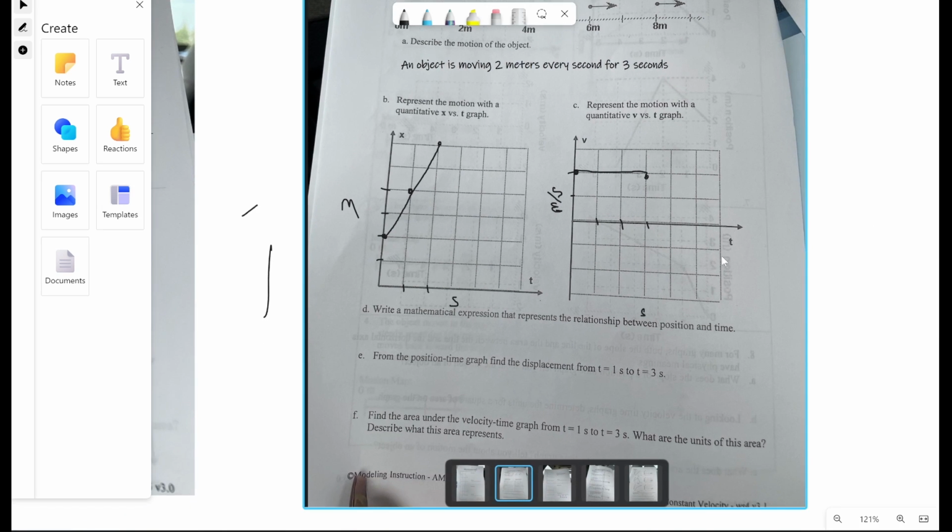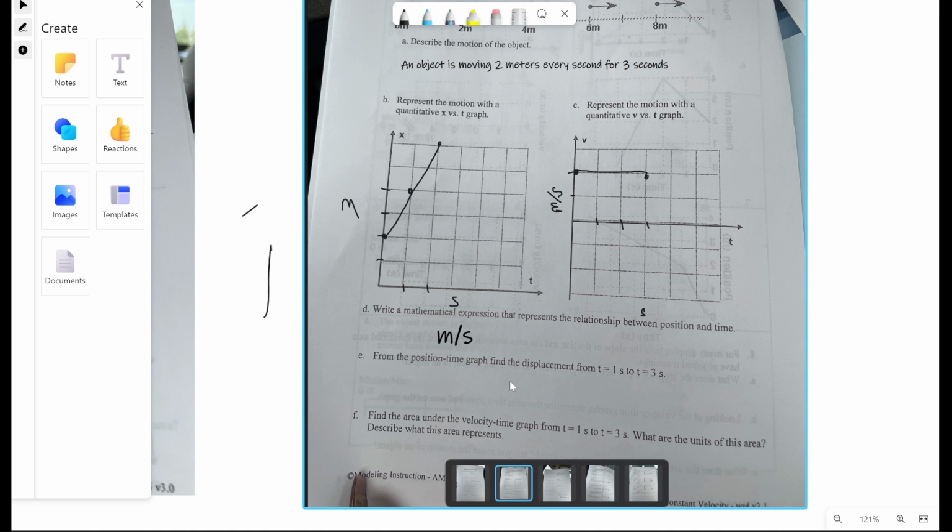Write a mathematical expression that represents the relationship between position and time. So position and time. I would guess that they're asking you to write meters per second, right? Because that's position versus time. Meters per second, or meters divided by seconds.